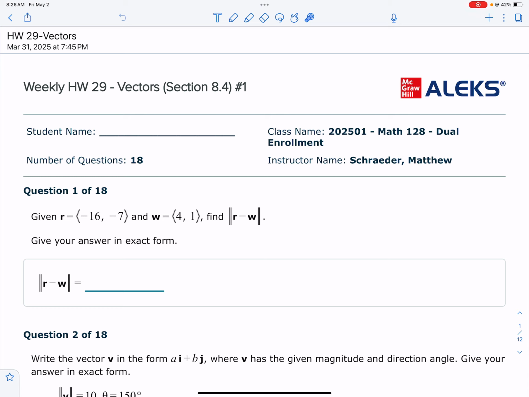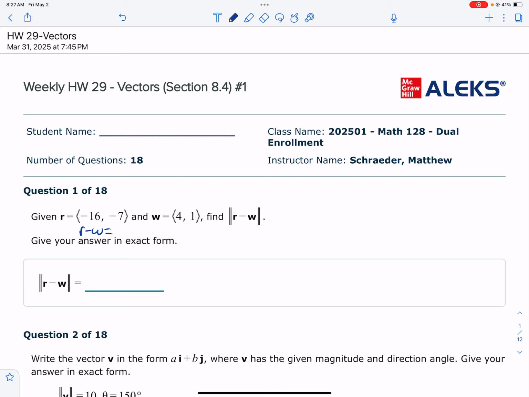So when we look at the problems here, we're given the elements of a vector R, the elements of a vector W, and then we're asked to find the magnitude. That's what these lines mean, the magnitude of the vector, which is R minus W. Remember, magnitude's the same as the length. So first we find the vector R minus W by subtracting the elements or the components of the vector.